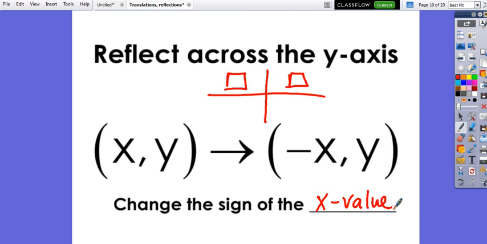So there's a lot of opposites going on. When we reflect across the x-axis, we change the y. When we reflect across the y-axis, we change the x. Opposites. When it comes to reflections, you're changing the signs of the opposite value. So the original was whatever x, y was. The new one is going to be -x, y. Got that?